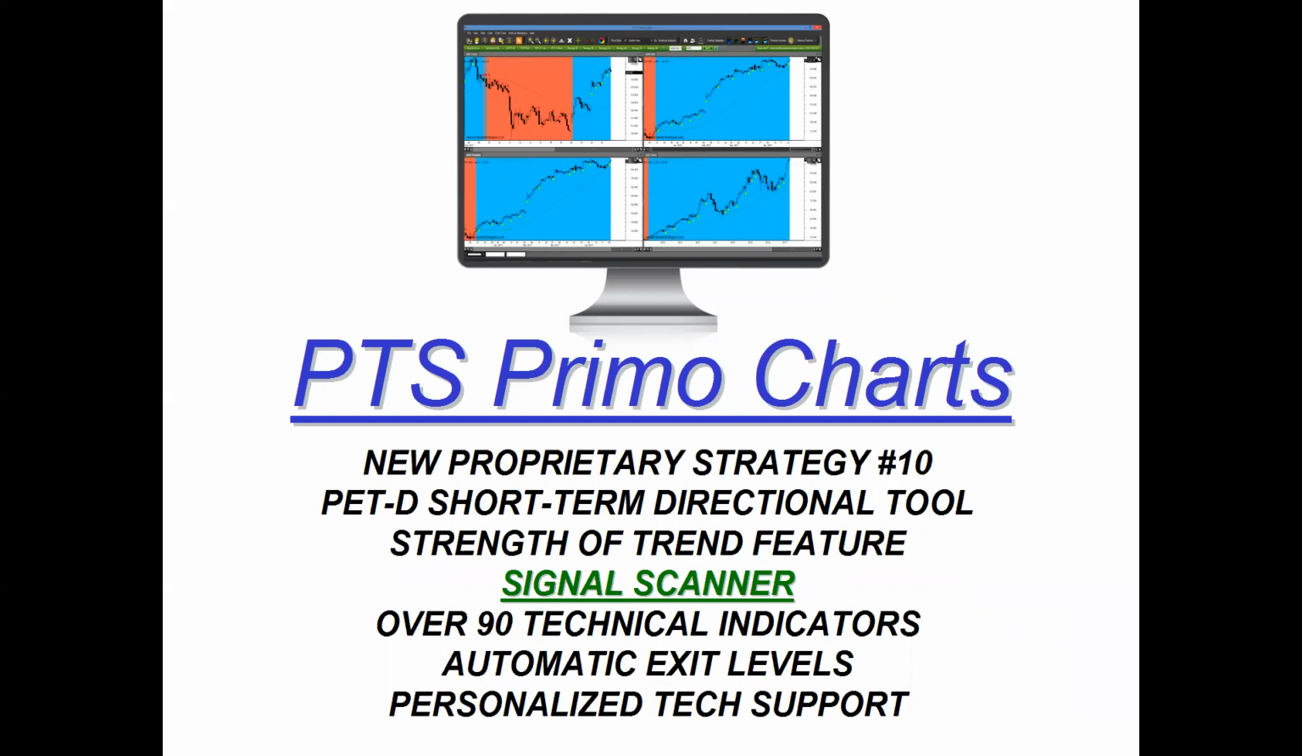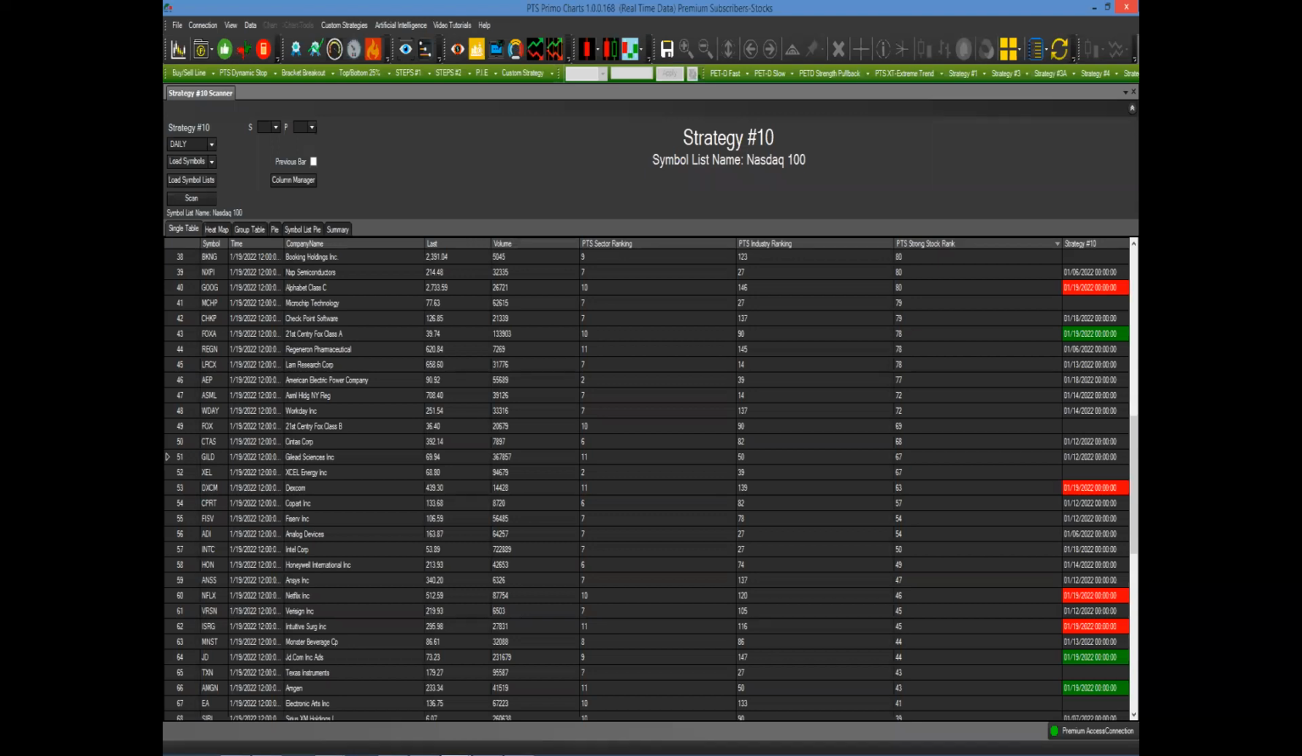Once you click up the strategy number 10 drop-down menu, you'll see a little link for scanning. Just click that on and this page will appear. Now, as you can see, it says strategy number 10 right here in the left corner. You just load the symbols, whatever symbol list you want.